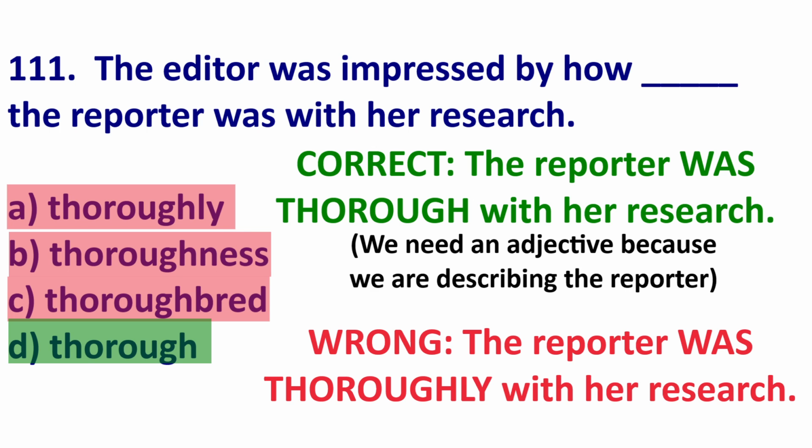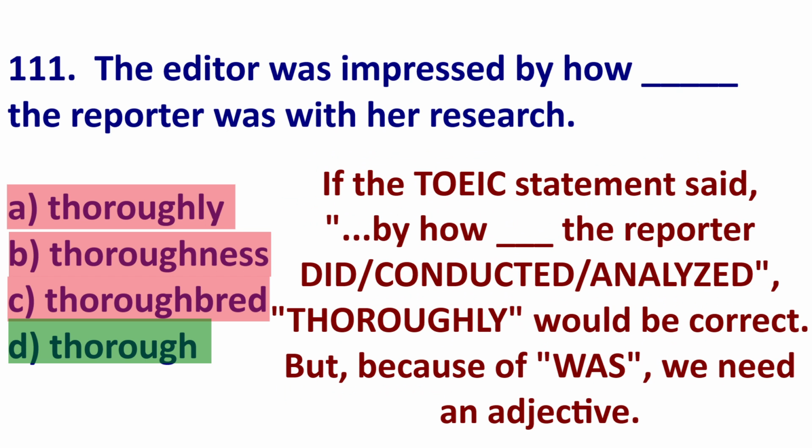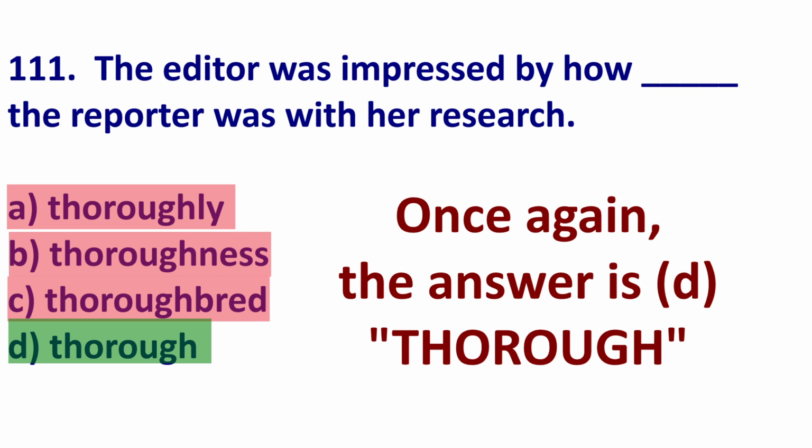The biggest clue is the be verb, was. If it said "how blank the reporter did, conducted, analyzed her research," you would pick thoroughly because it would be describing the verb. But here we are describing the reporter. The reporter was thorough. So once again, the best answer is D.